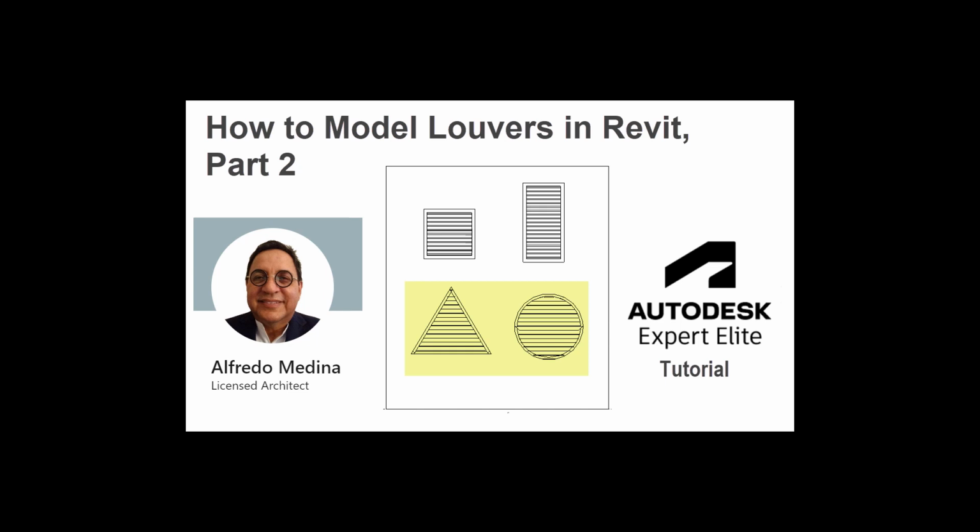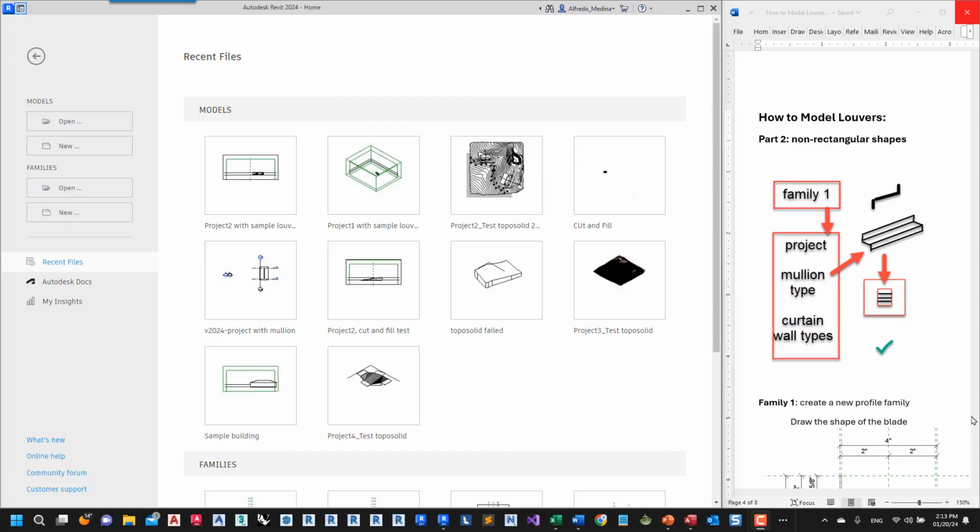In this tutorial, I want to show you how to model louvers in Revit, in particular when the louver needs to have different shapes. I already covered how to model rectangular or square shapes in part 1 of this topic in another video. Let's begin.